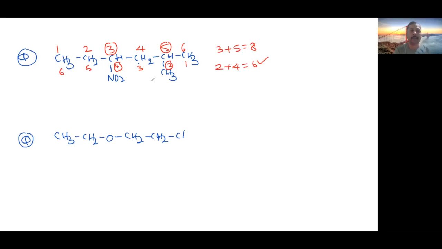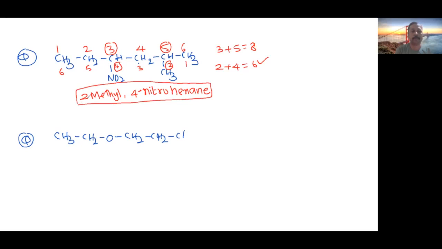Now alphabetical order. M comes before N, so this should be written first. So it will be 2-methyl, then 4-nitro. 6 carbons are there, hex, single bond an, and no functional group e. So 2-methyl-4-nitrohexane is the name of this compound.